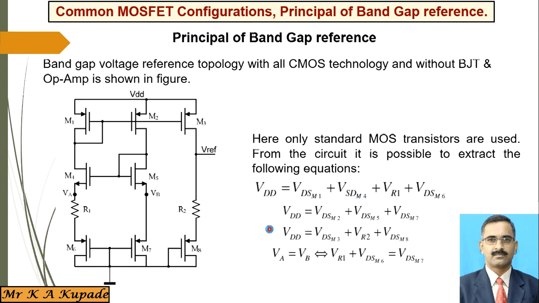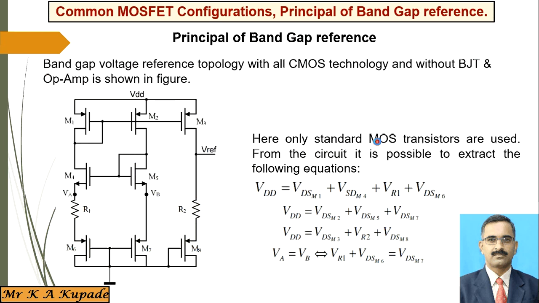Now, from here onwards, in the 2 or 3 slides I am going to discuss, I will consider only CMOS technology. Here, the band gap voltage reference is developed using CMOS technology without the BJT and op amp circuitry. See this particular figure: I have shown a circuit with only MOSFET devices, and it is developed using those MOSFET devices, right?